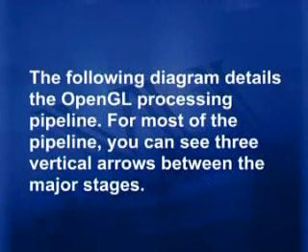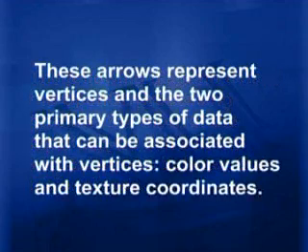So what happens in each case, we are going to try and look at all those stages and phases a little closely, and then we'll have a better idea of how this pipeline of OpenGL works, that it starts with our input data and ends up with the manipulated data in the frame buffers. We are going to view a diagram shortly which would detail the OpenGL processing pipeline. For most of the pipeline, you are going to see 3 vertical arrows between the major stages. These arrows actually represent vertices and the 2 primary types of data that can be associated with these vertices, that is the color values and the texture coordinates.